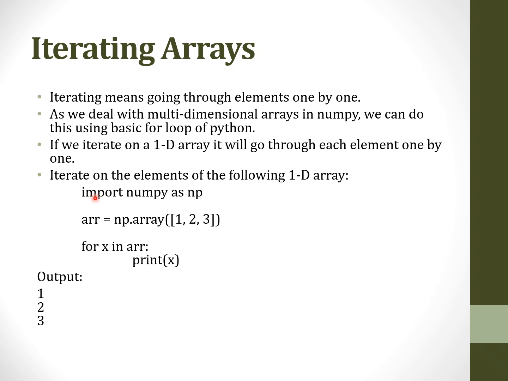So what happens? We are importing the library and defining an array. If you give it like this, for x in the array, print x, what happens in this one-dimensional array? Each and every element is iterated and printed. For x in array, when x is 1, print x means 1 will be printed. For the next element, 2, print x means 2 will be printed, and so on. So each element will be printed one by one.